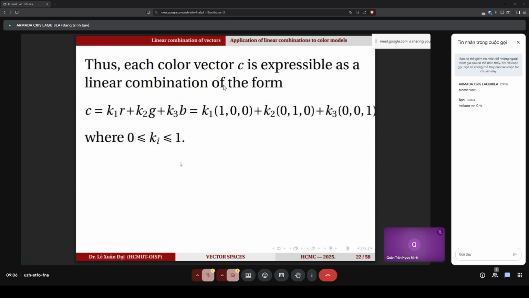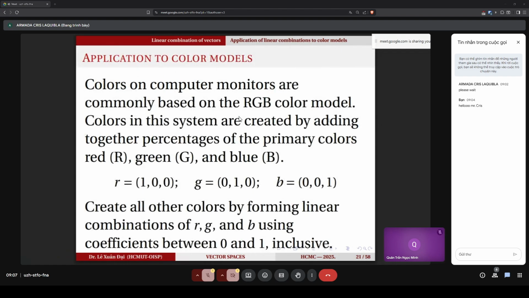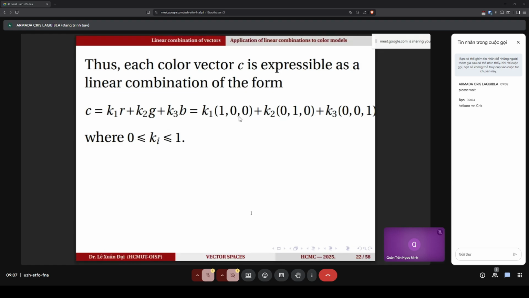So we have here, thus, each color vector C is expressible as a linear combination of the form C equals K1 R plus K2 G plus K3 B, where K1 is multiplied with (1, 0, 0), K2 is multiplied with (0, 1, 0), and K3 is multiplied with (0, 0, 1), where 0 is less than or equal to Ki, less than or equal to 1. So your red is represented by this vector (1, 0, 0), G is (0, 1, 0), and your blue is (0, 0, 1).